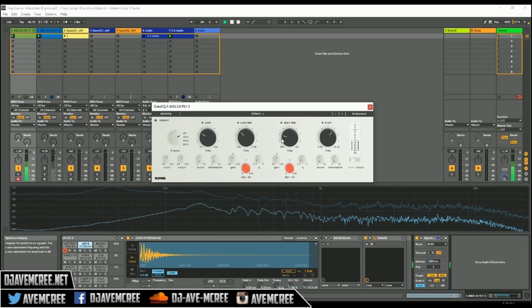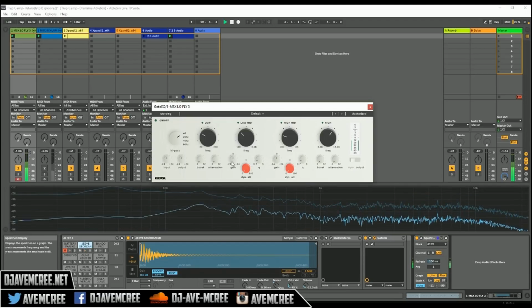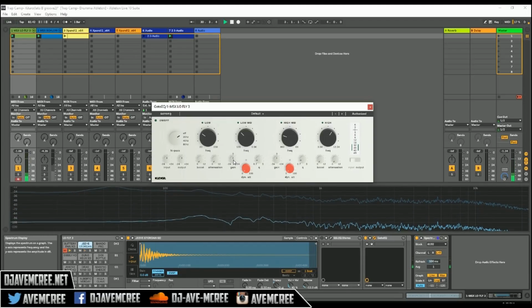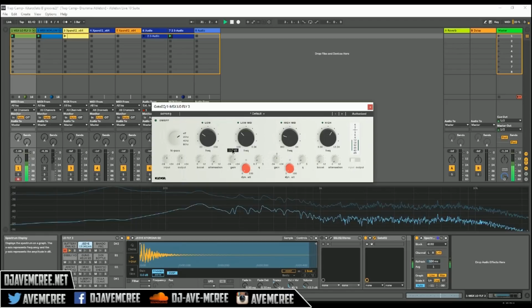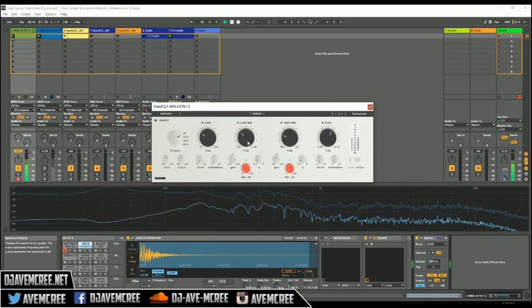You've got to keep in mind that these big knobs are frequency knobs. They're like your frequency sweeping knobs. You do have your gain knobs right here. So if I was to gain the low mid and then sweep the frequency.